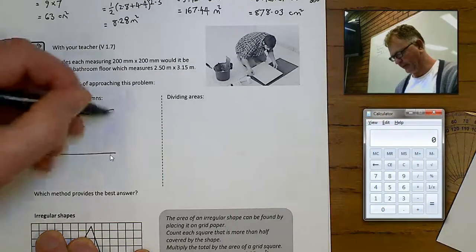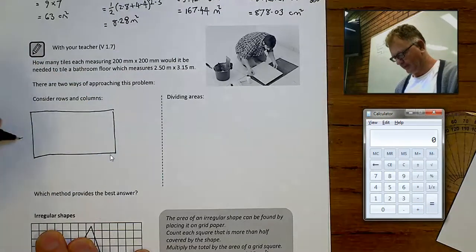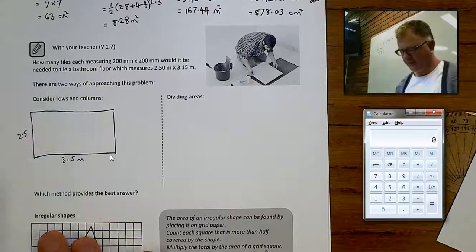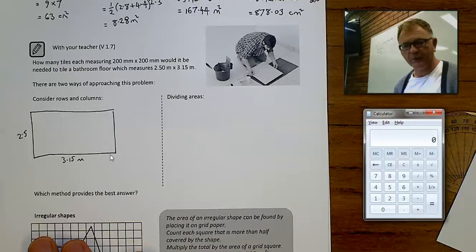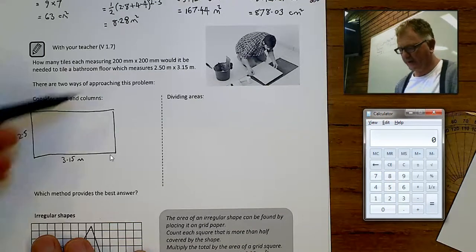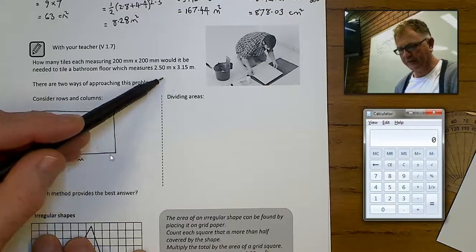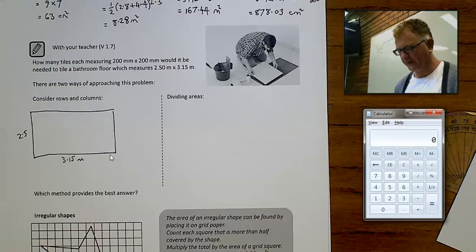So let's draw ourselves a little plan of the floor. 2.5 metres, 3.15 metres. Now the tiles measure 200 millimetres by 200 millimetres, and one of the things I notice in this question, and it's quite important, is that the units used here are different from the units used here. So either we need to be thinking in metres or we need to be thinking in millimetres. Now I'm going to change it all to metres and think that way.